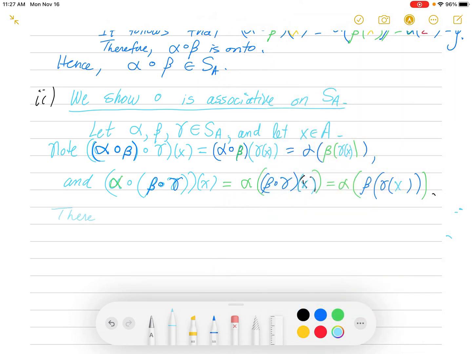So thus, therefore, alpha composed with beta composed with gamma is going to be the same as alpha composed with beta composed with gamma. These are going to be the same permutation because they send the x's to the same places as outputs.